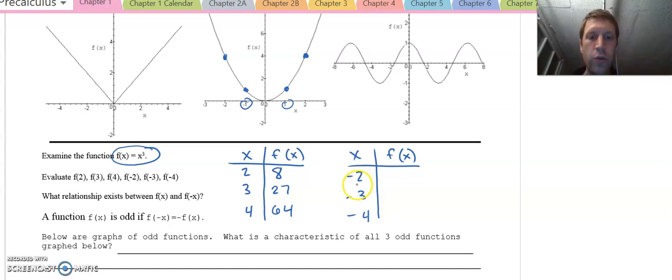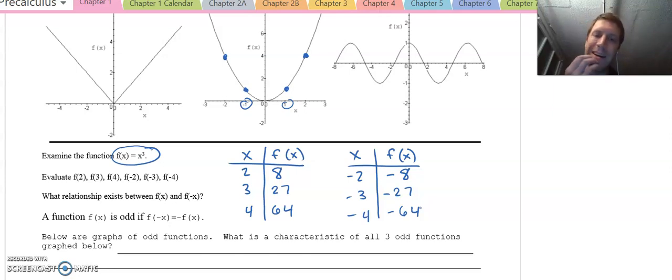It's odd. When I cube negative 2, that's negative 2 in parentheses, and then to the third power. So negative 2 times negative 2 is 4, times another negative 2 is negative 8. Negative 3 cubed, negative 3 times negative 3 is 9, times another negative 3 is negative 27. Negative 4 cubed is going to give me negative 64. So let's look at what happens here. When I plug in x, I get a set of outputs. Then if I plug in the opposite of x, I get the opposite of my outputs.